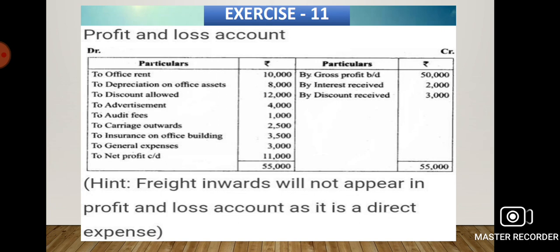Then office rent expenses, debit side, to office rent 10,000. Then depreciation on office assets, one of the expenses. So to depreciation on office assets on the debit side. For everything on the debit side, we mention To at the start, and if it is on the credit side, we mention By at the start. So to depreciation on office assets 8,000. Then discount allowed, to discount allowed 12,000, we enter this on the debit side. Then advertisement, we enter on the debit side.